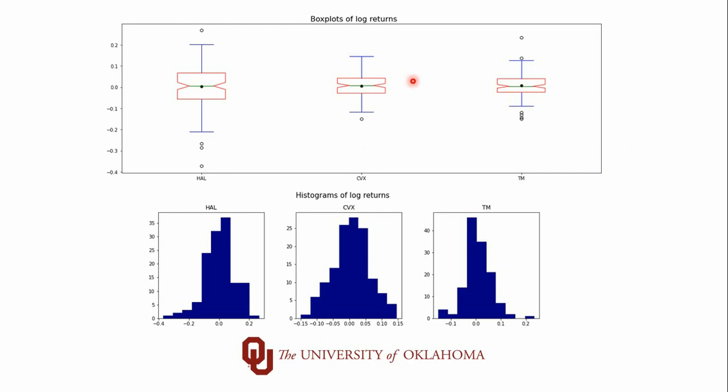These box plots are used for three of the stocks: Halliburton, Chevron, and Toyota. It's just a graphical representation of what we just saw. The small black point is the mean, the green line is the median, and we can see how the log returns differ between some stocks. Also, the histograms show that there is a normal distribution, which is what we were talking about previously.